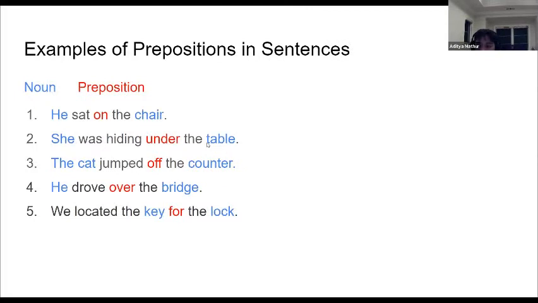What does it mean? He was hiding under the table.